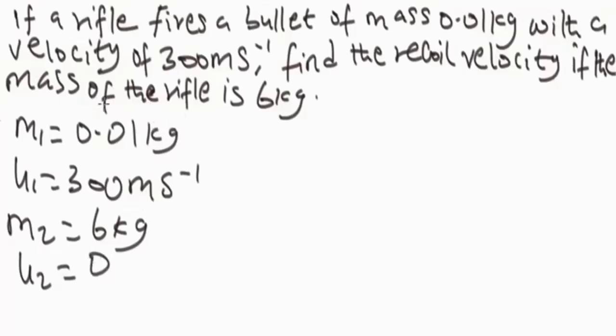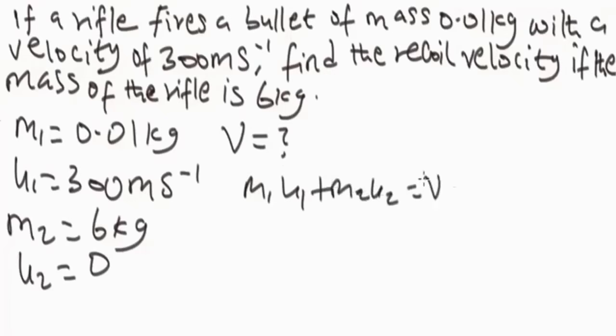Because the rifle is not moving. We are asked to find the recoil velocity v. For this example, we still apply, this question is under perfectly inelastic collision. Like I told you, most of the questions we see in collision will come from perfectly inelastic collision. The final velocity is unknown, so we're going to apply m1u1 plus m2u2 equals v in bracket m1 plus m2.